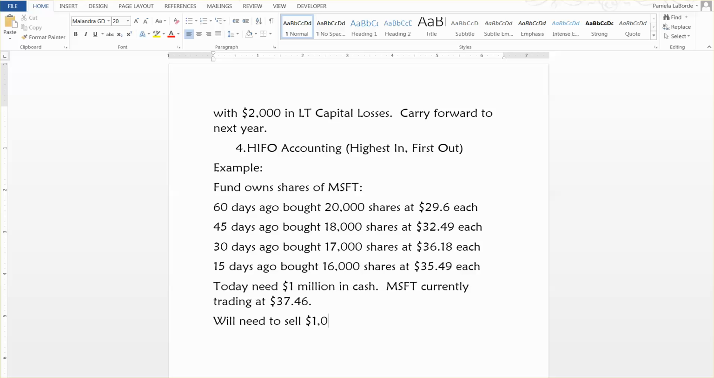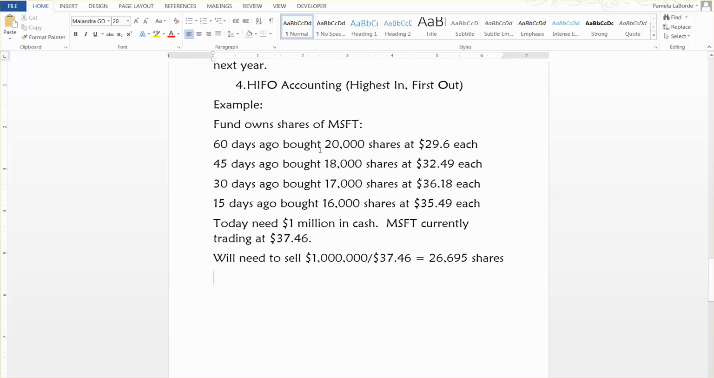So, how many shares are they going to have to sell? They need to raise $1 million in cash. Each share that they sell of Microsoft will bring in $37.46 in cash, so they need to sell 26,695 shares. Now it's a question of which shares do they sell? Do they sell these shares, or these shares, or these shares?